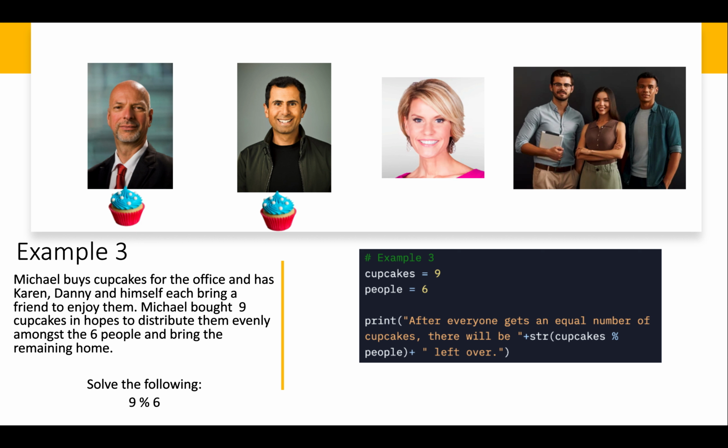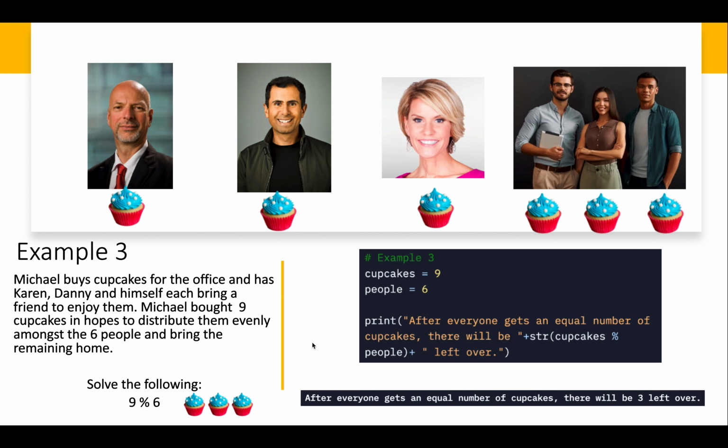So let's see, we have 1, 2, 3, 4, 5, 6. So we're giving out those 6 cupcakes. Each person has 1. We can't give out any more, so we have that extra 3 left over. Because that equal amount of 6 was given out and each person was able to get 1 cupcake, we're not able to distribute those 3 out equally. So 9 modulus 6 would give us 3 as a remainder. After everyone gets an equal number of cupcakes, there will be 3 left over.